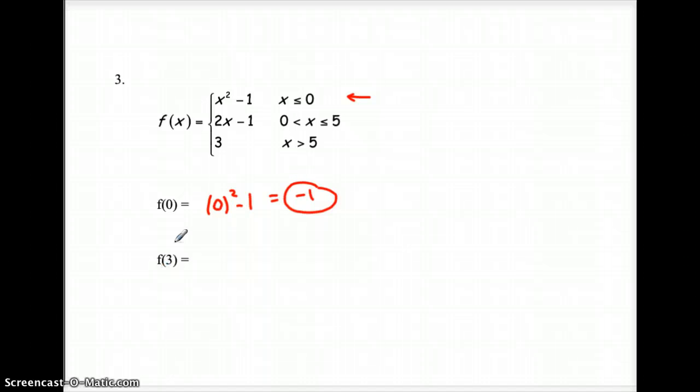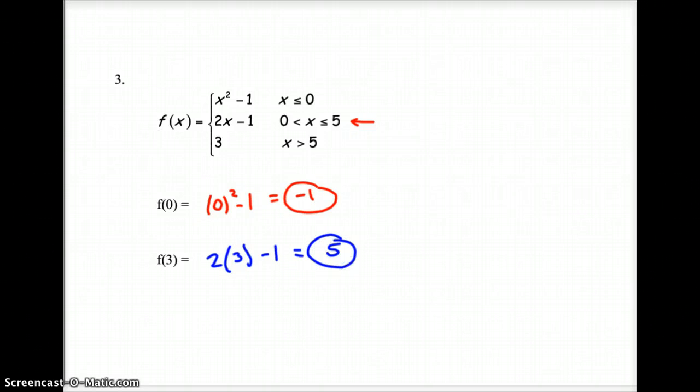When x is 3, which constraint do I fall in? I fall into the middle constraint. I'm between 0 and 5. And so I'm going to do 2 times 3 minus 1, which is 6 minus 1, which is simply 5.